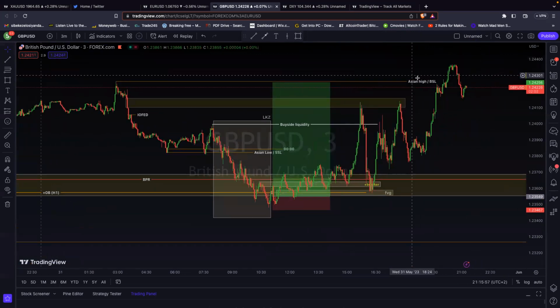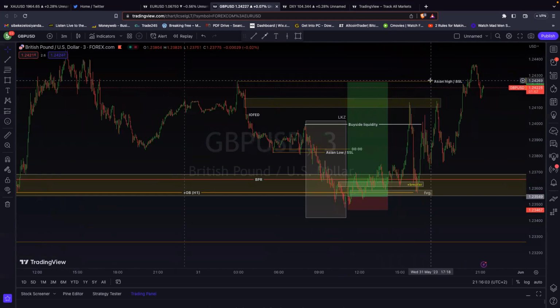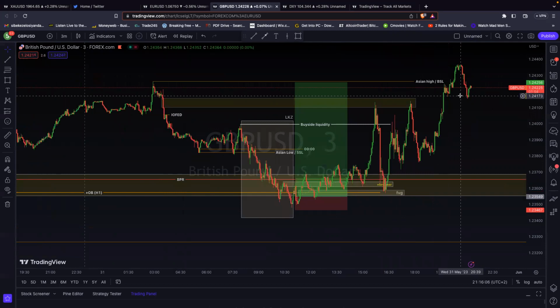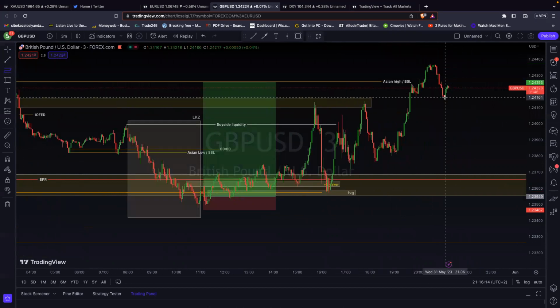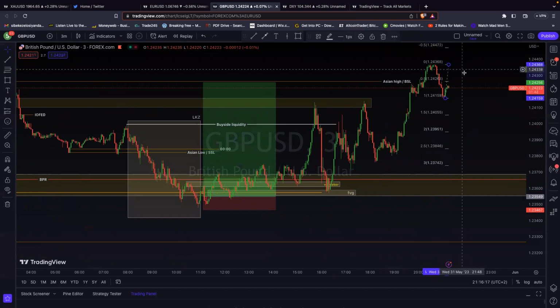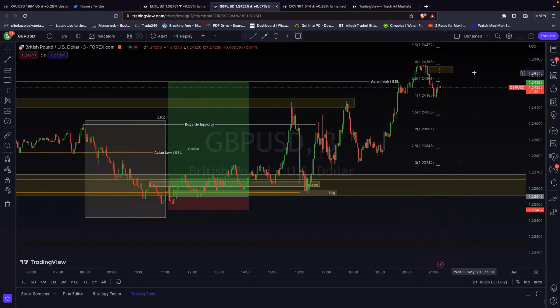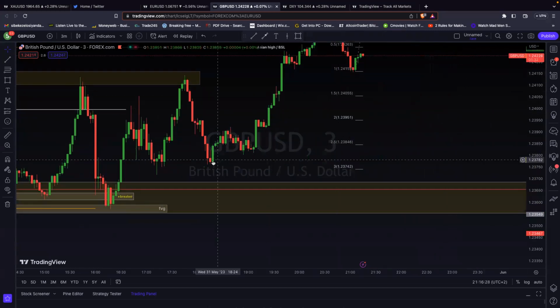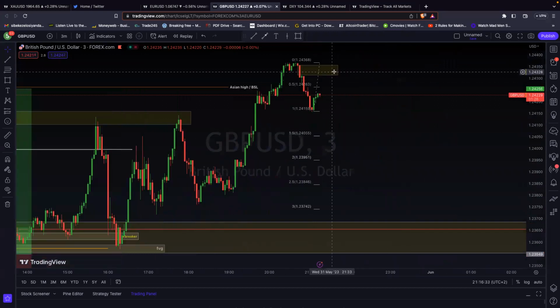Now that we have taken out the Asian high, price came back and we broke the structure here. I think we could be bearish if the dollar is strong. Okay, that's our 50%. If it goes above here, I want to see price enter this fair value gap, and then I can enter a sell here, target these lows, and then that will be our silver bullet, because now it's New York.